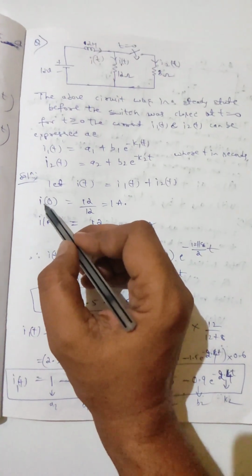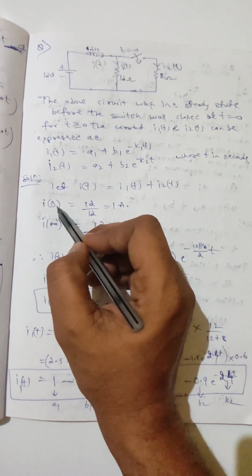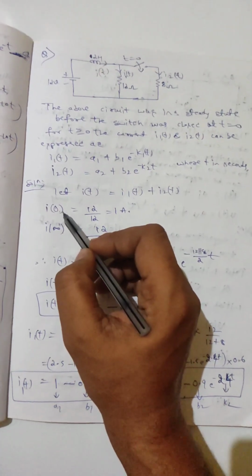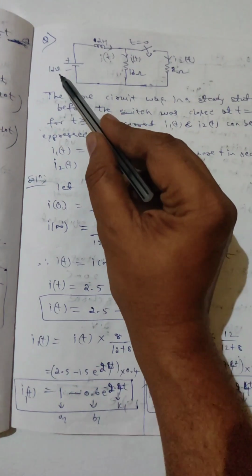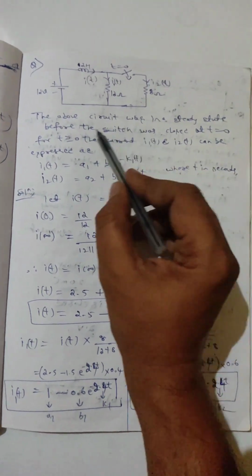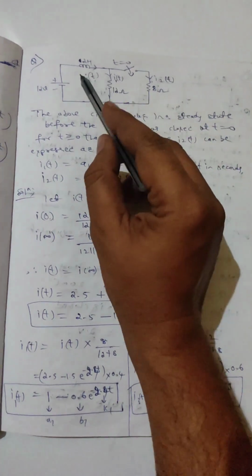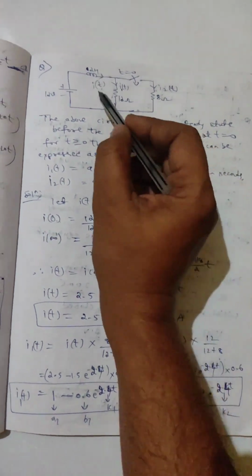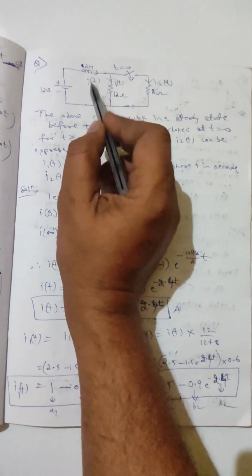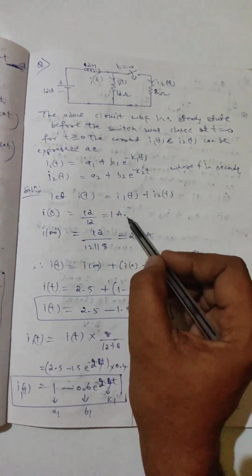Now what is I of 0? So I'm finding the initial and final value. I of 0 is voltage by resistance, because they gave here that the circuit was in steady state before the switch was closed. Steady state means the inductor is short circuit. So this becomes short circuit. Voltage by resistance is the actual current. 12 by 12 is 1 ampere.